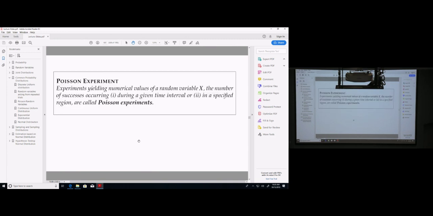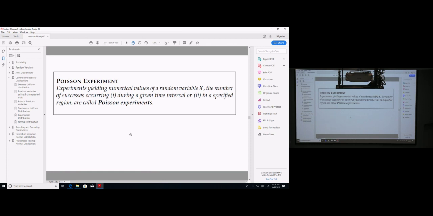All right. So experiments yielding numerical values of a random variable X, the number of successes occurring during a given time interval or a specified region, are called Poisson experiments. Okay, if you don't like this, it's okay. In my career, this is my first time hearing "Poisson experiments," all right?